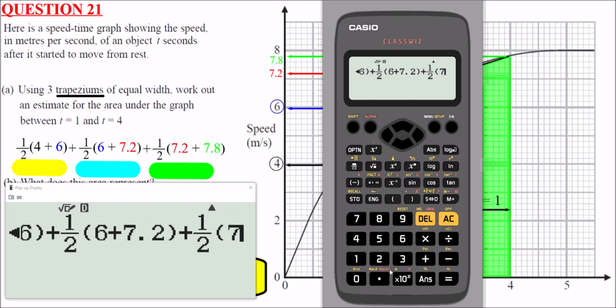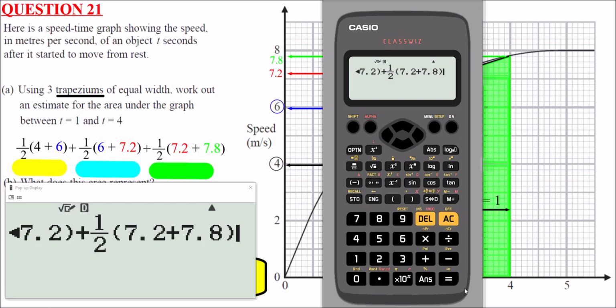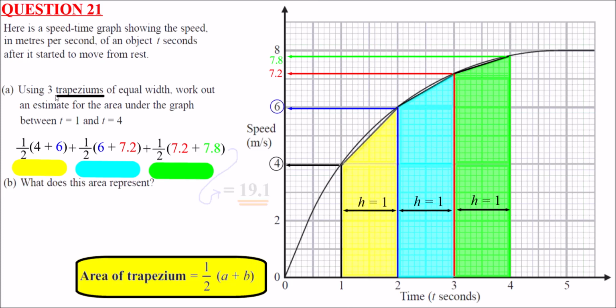Brackets 7.2 plus 7.8. Close brackets, press equals. We get 191 over 10, which is 19.1. So therefore, the total area is 19.1.